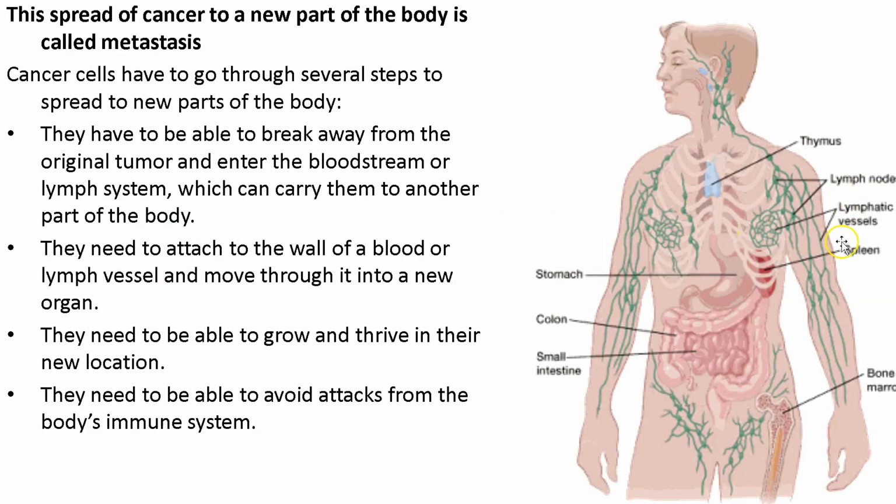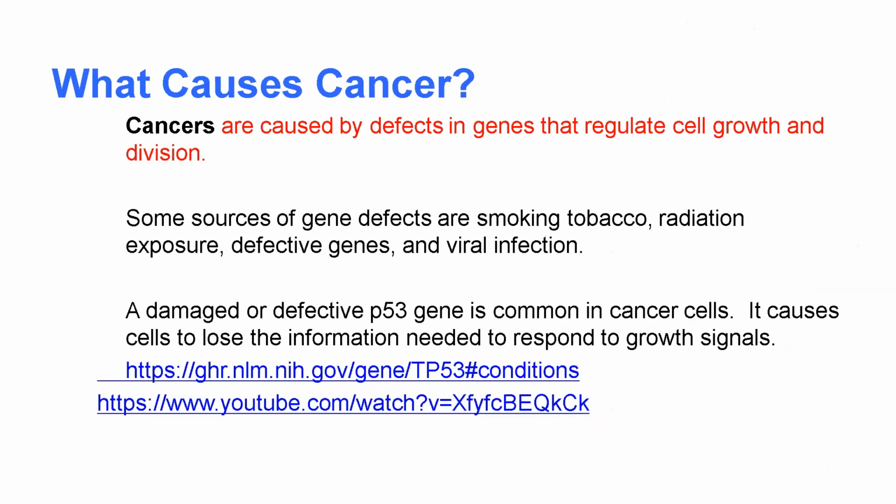Okay, and this is just how it spreads through the lymph system. Cancer cells can go through several steps to do that. So cancers are caused by defects in genes. So how is it caused? Well, cancers are caused when genes, DNA segments that regulate cell growth and division, are messed up. Okay? And so some sources of gene defects are smoking tobacco, radiation, like UV light. Hello, Floridians. Defective genes, viral infection even. Yeah, HPV, crazy high.